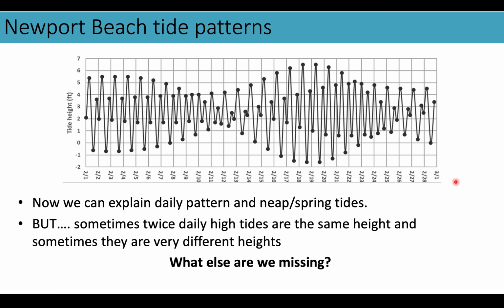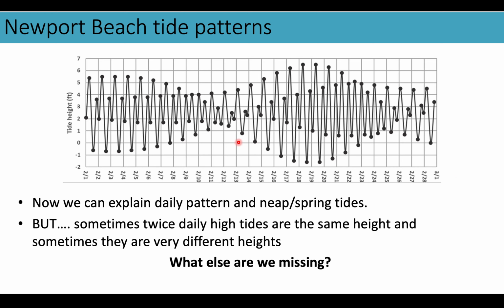So now we know how to explain the daily pattern in tides and the monthly pattern in tides. However, there's another component to think about. Tides are very confusing. So the next thing to think about is the fact that sometimes we have 2 high tides in one day, but they're not the same height. Sometimes they are, sometimes they're quite different.